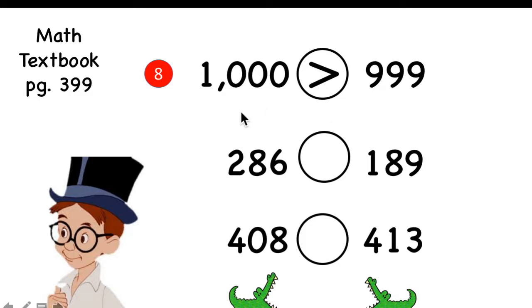189. Which number is greater? 200 or 100? 200. So the Pac-Man eats the greater number.